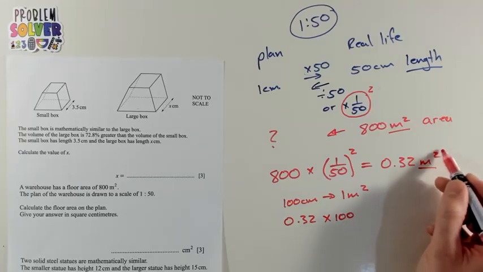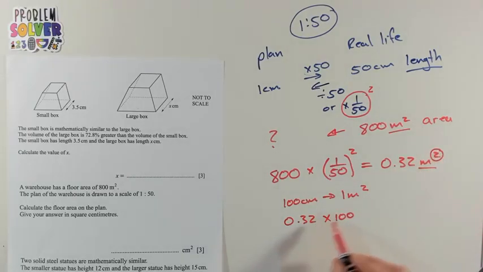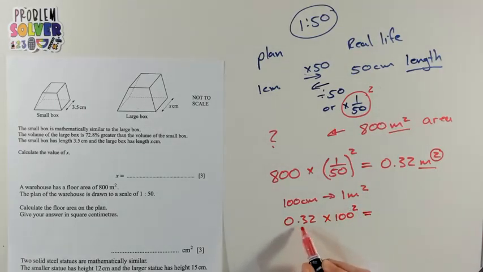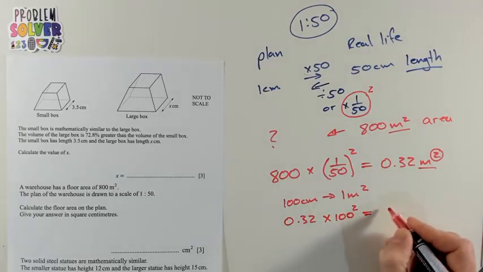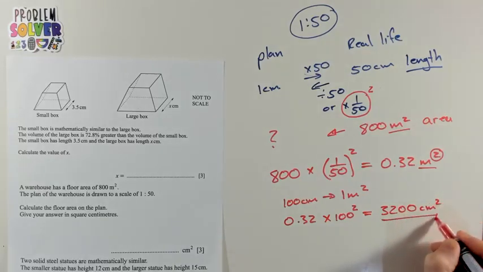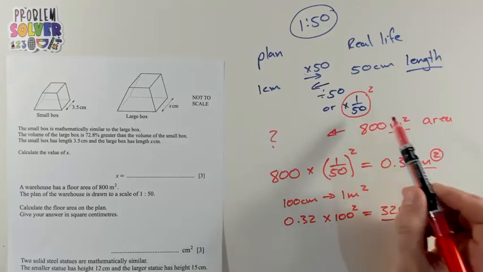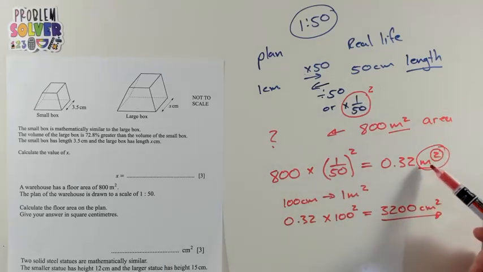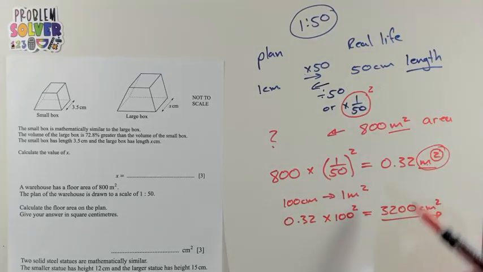But again, now I'm using area. So I have to multiply by 100 squared, which is 10,000. So it would be 0.32 times 100 squared, or times 10,000. And then I would get 3,200 square centimeters. Okay, as simple as that. I think here it's just making sure that you understand that you're going from square meters to square centimeters, and not just thinking this is your final answer.